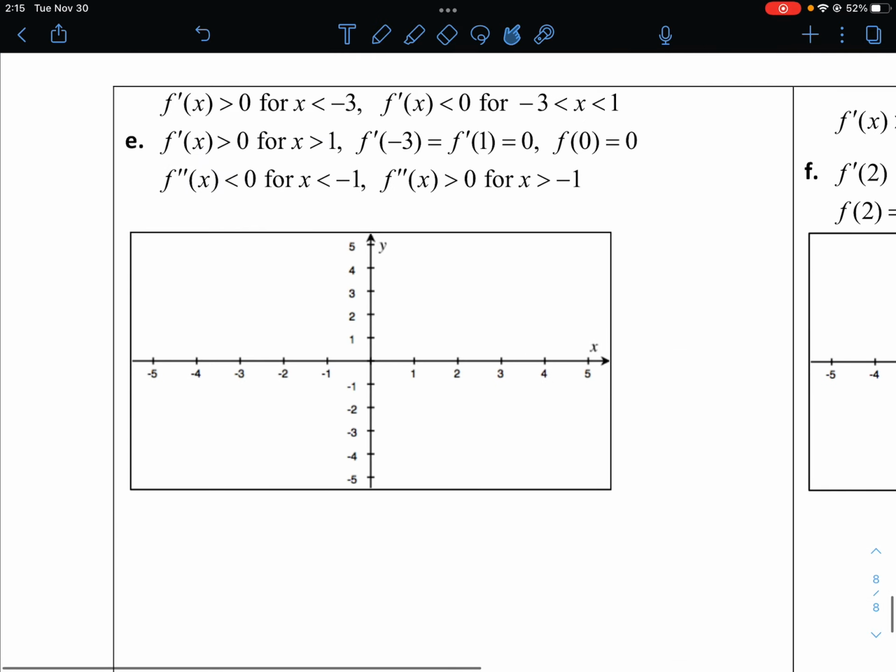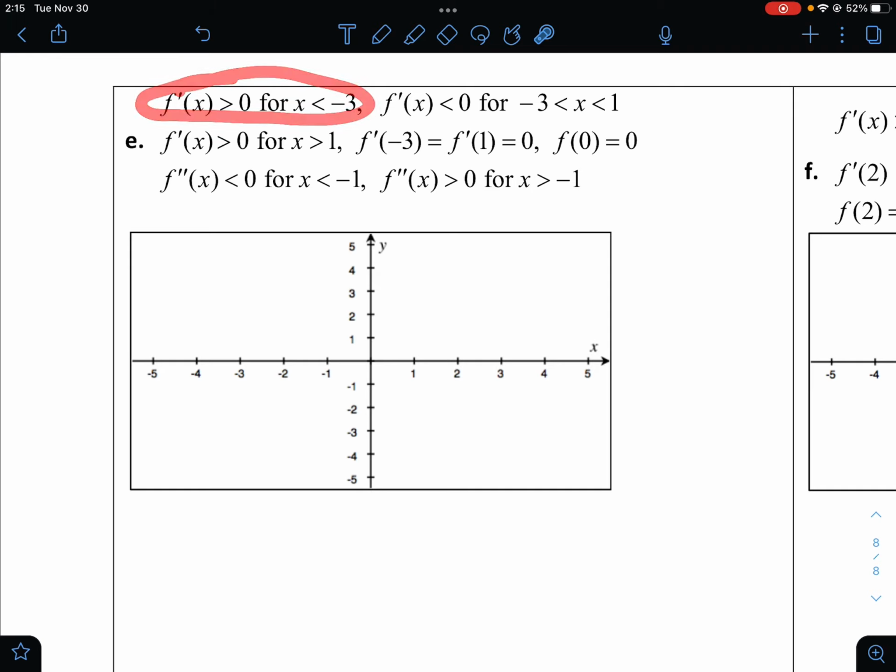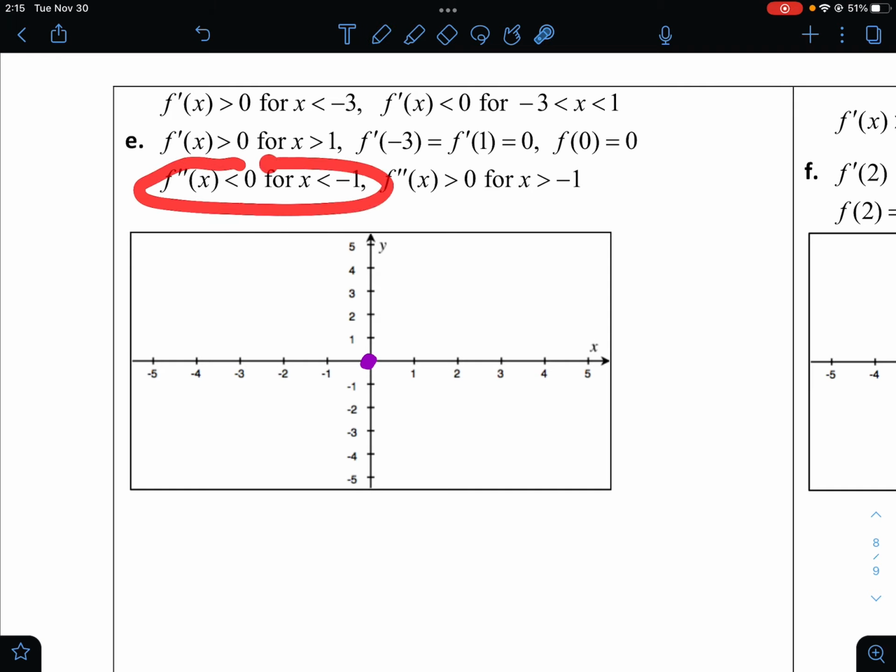All right, last two here. E. So we want increasing to the left of negative 3, decreasing between negative 3 and 1, increasing to the right of 1. The derivative at negative 3 and 1 is 0, and 0, 0 is a point on our graph. The second derivative is negative to the left of negative 1, and positive to the right of negative 1. All right, this is a lot to handle here, but we can do it.